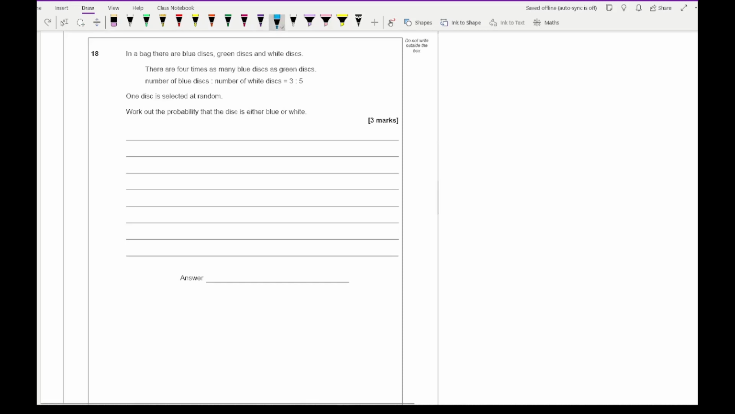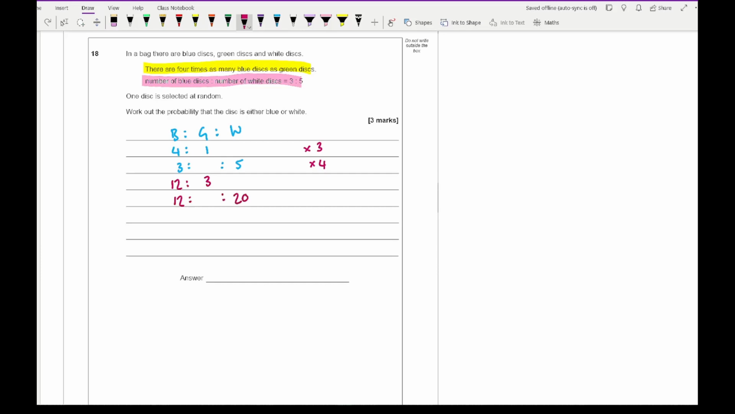Now to start this question off, what we need to do first is set up our ratios. So we've got blue, green and white. Reading the first bit of information, that there are 4 times as many blue discs as there are green discs, means that I've got a ratio of 4 to 1. Then the second bit of information says that the number of blue discs to white discs is 3 to 5. Now what I need to do here is get the same number of blue discs, so treat this like simultaneous equations. If I multiply this by 3 and this line by 4, I'm going to get 12 to 3, and on the second line I'm going to get 12 to 20.